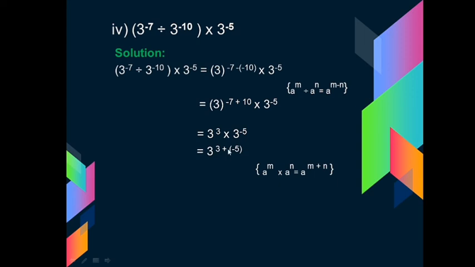So here we will write 3 raised to the power 3 plus minus 5. Here plus minus will become minus, so 3 minus 5 will be minus 2, and it will become 3 raised to the power minus 2. Now here we got the exponent as negative, but we want the exponent as positive. So we will apply the law and write it as 1 upon 3 raised to the power plus 2. By using the law we have got that answer.